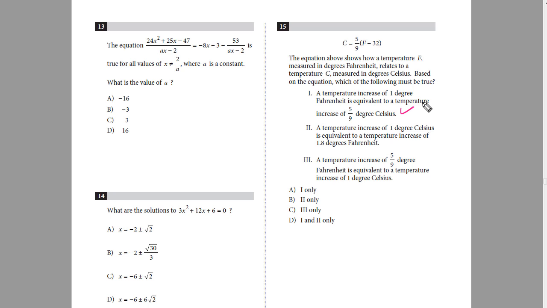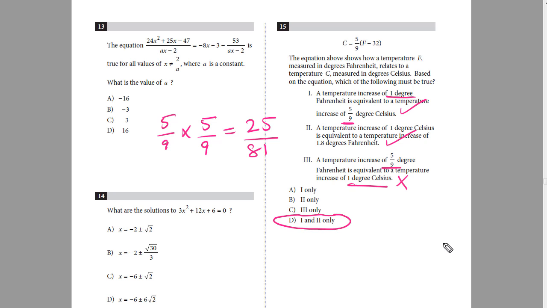A temperature increase of 5/9 degree Fahrenheit is equivalent to a temperature increase of 1 degree Celsius. This is incorrect, because over here we have seen that if the temperature increases by 1 degree, then the change will be 5/9. So if the temperature increases by 5/9 degrees, we will multiply 5/9 with 5/9. So the temperature change will be 25/81 degrees, not 1 degree. Alright, so this will be false. So the correct options are option 1 and option 2. Option D is the correct one.